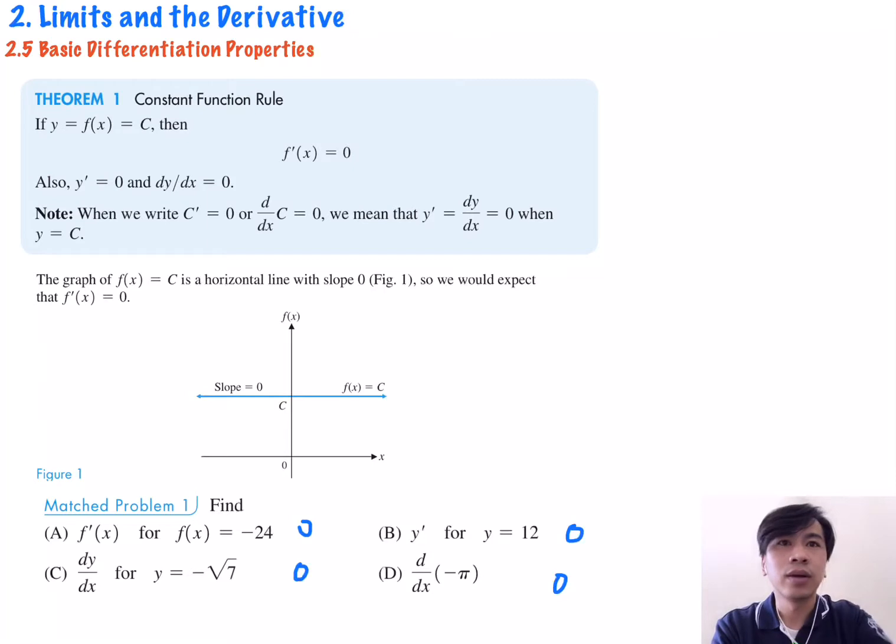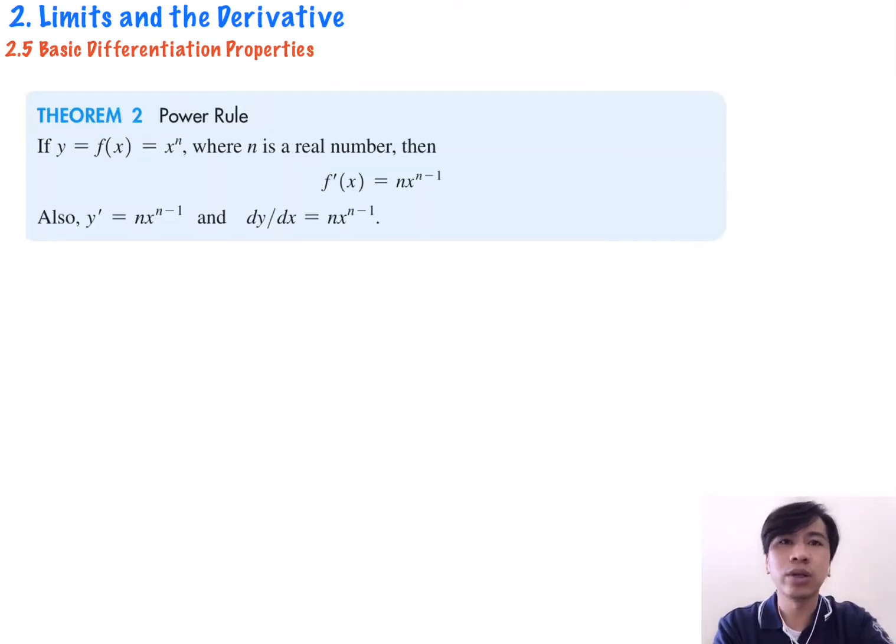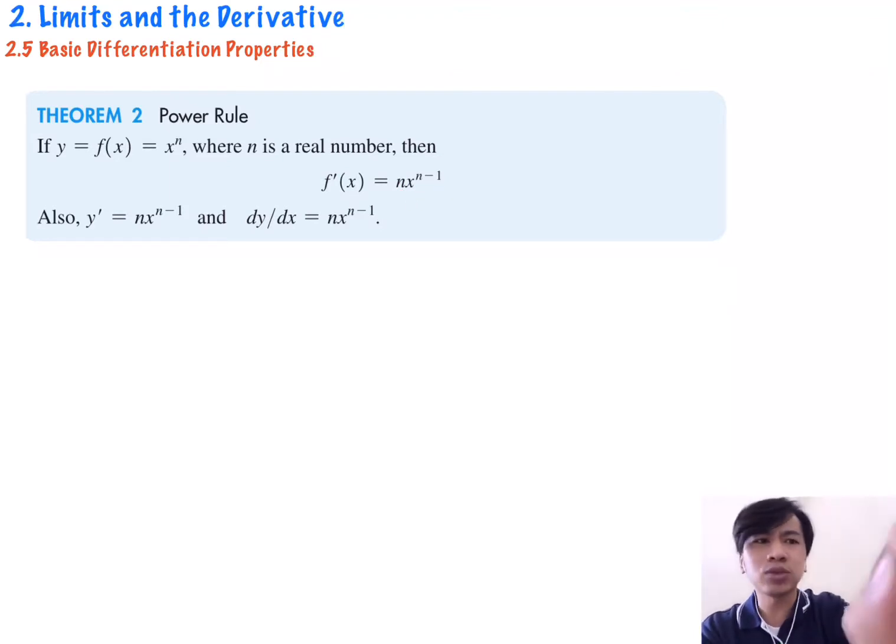Okay, let's move to the second rule, which is the power rule. The power rule states that if f of x equals x to the power of n, where n is a real number, then f prime of x will be n times x to the power of n minus 1. Let me try to prove it first.